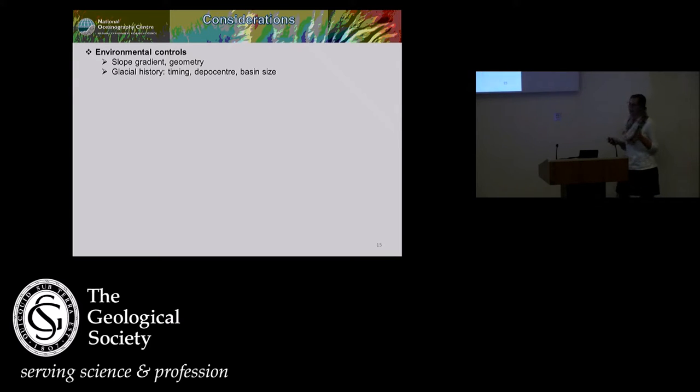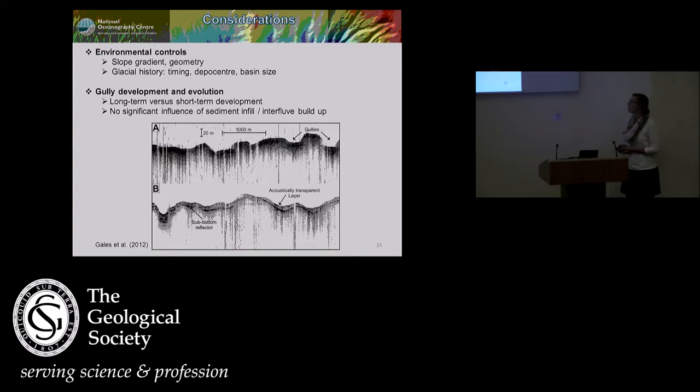And it's likely that the glacial history, especially in the polar areas, is also having an influence. We're talking about the size of the ice sheets involved, when they were last at the shelf edge, whether they reached the shelf edge at all, how much sediment they were pushing, and the amount of meltwater associated with the ice sheets, which are likely to have had an influence.